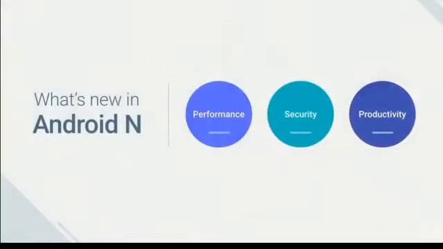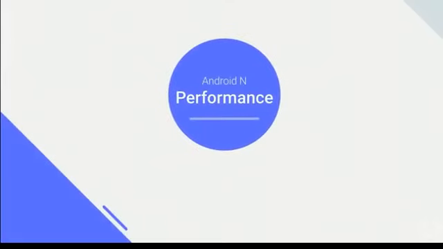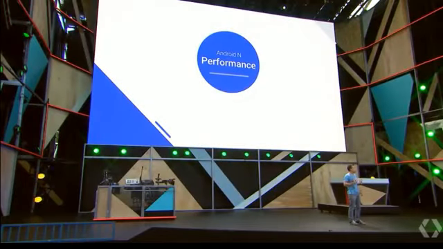around performance, security, and productivity. Let's start with performance. We've improved performance in N in two key areas: graphics and runtime. In recent Android releases, we extended the OpenGL standard to bring advanced graphics capabilities, usually found on desktop and game consoles, to mobile. With N, we're making our biggest leap forward with the introduction of Vulkan.